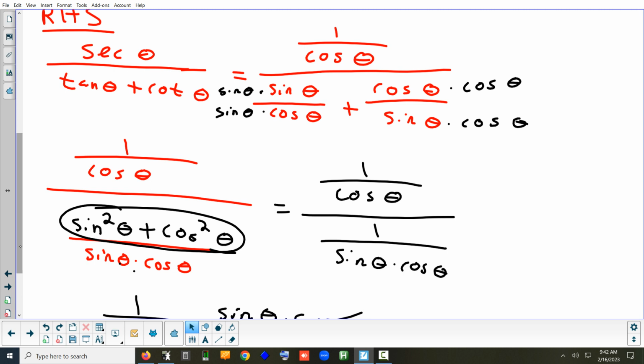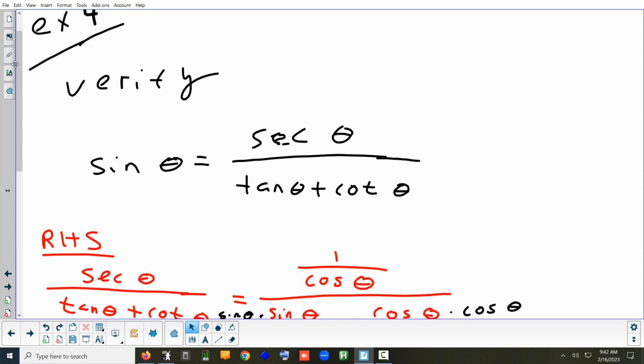So if there was a problem that said to verify it and it didn't come out correct, what would you say? Well, then the question wouldn't say verify. It would say verify if possible. And if it's not, then we would do what's called a counterexample. But we're not getting into that. So if I ask you to verify, then it will verify. If it doesn't, you did it wrong.